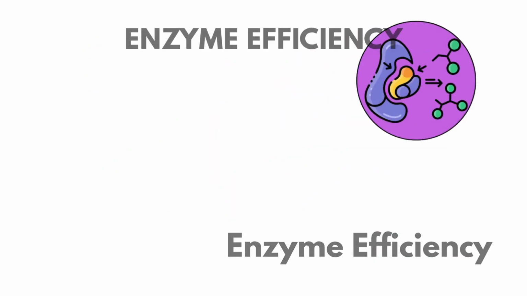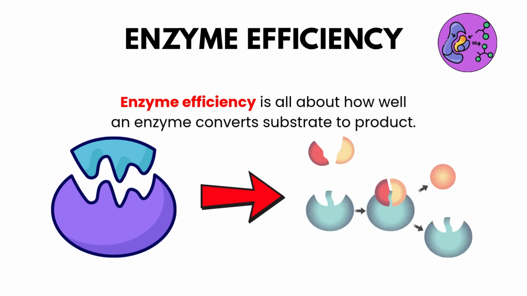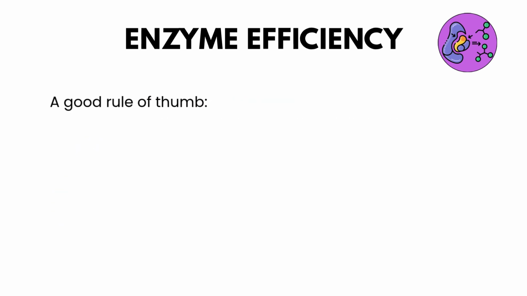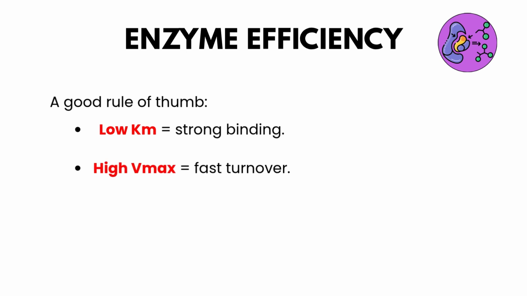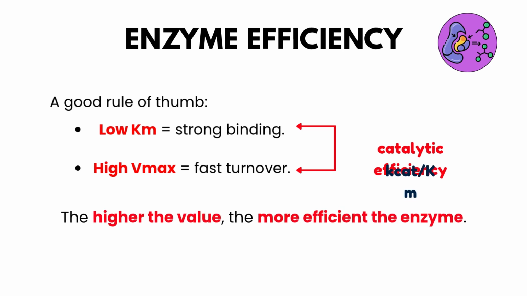Enzyme efficiency. Enzyme efficiency is all about how well an enzyme converts substrate to product. A good rule of thumb: low Km equals strong binding. High Vmax equals fast turnover. Together, these describe catalytic efficiency, often expressed as Kcat over Km. The higher the value, the more efficient the enzyme.